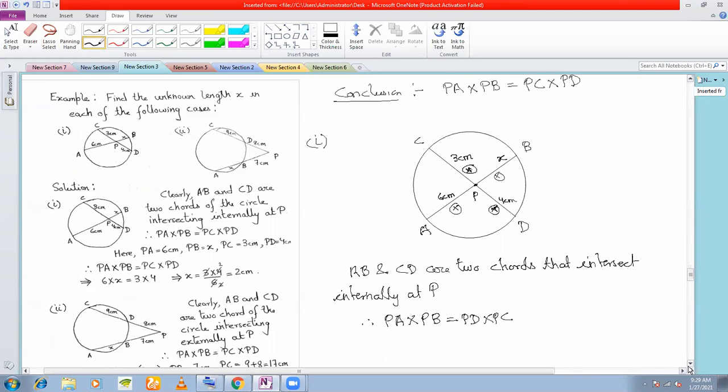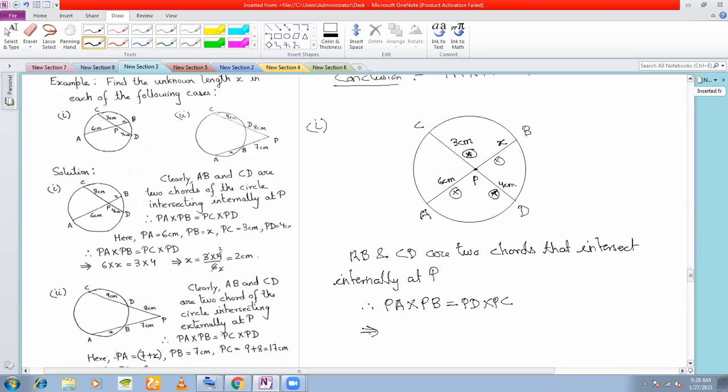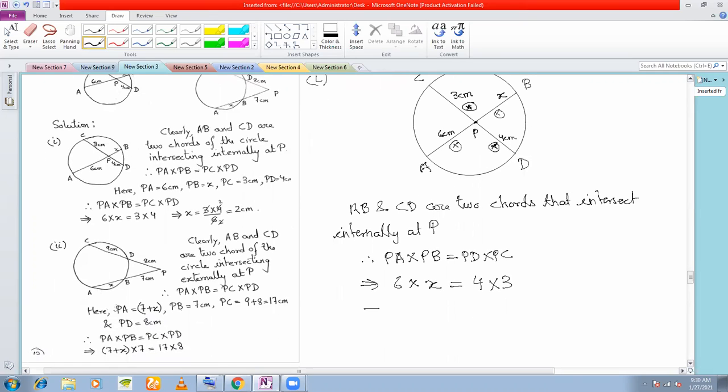Now just put the values here, you will get the answer. PA is given to you as 6 centimeters. PB is given to you as x centimeters, which you have to find. PD is 4 and PC is 3 centimeters. This is an equation from which you can find out the value of x. That means x is equal to 4 into 3 divided by 6. I cancel. So this is 2 centimeters. So the length of PB is 2 centimeters.